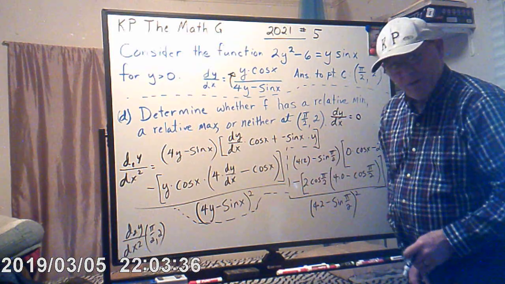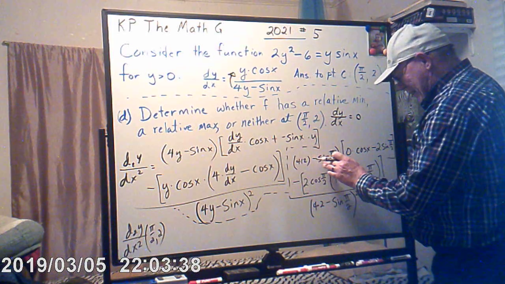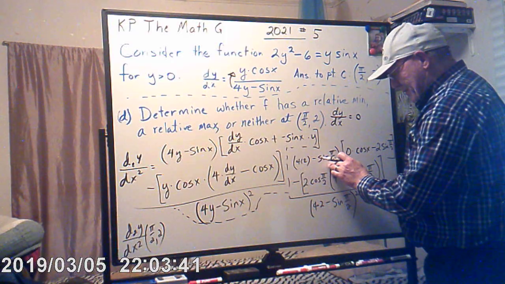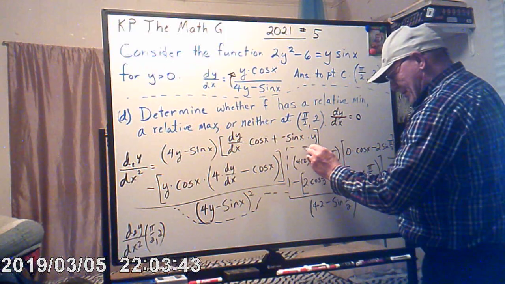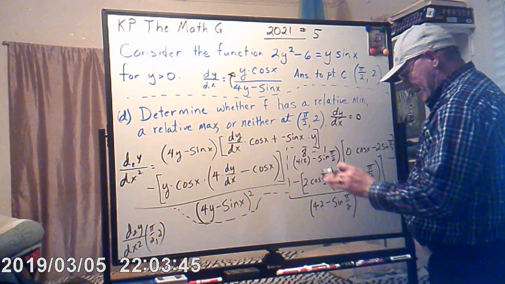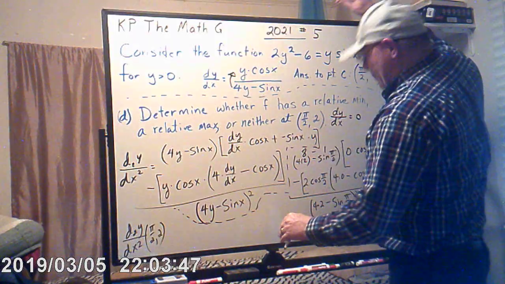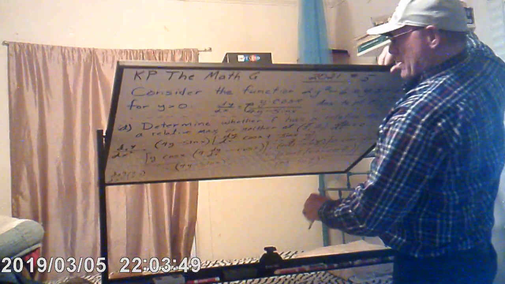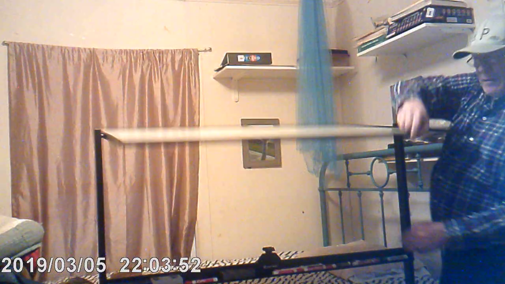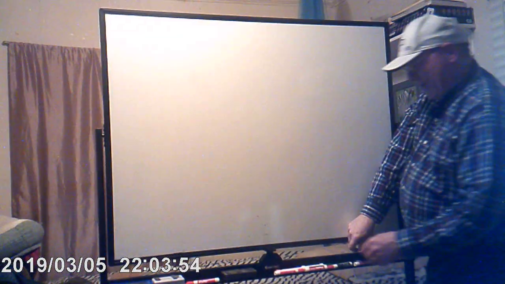Okay, bear with me. 4 times 2 is 8. Sine pi over 2 is 1. So 8 minus 1, so 7 right here. Let's turn this over. Alright, so what we have here is 7.